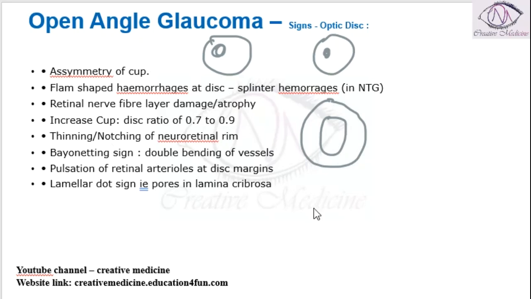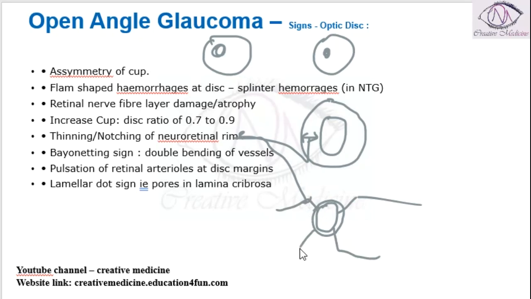You can also see thinning of the neuroretinal ring. So this area is actually the neuroretinal ring. Here you will see that the neuroretinal rim is thinned in open angle glaucoma. Then there is double bending of the vessels. That is, the vessels will bend like this. There is bending here once and a second time bending, even here a second time bending. This double bending of the vessels is called the bayonetting sign.